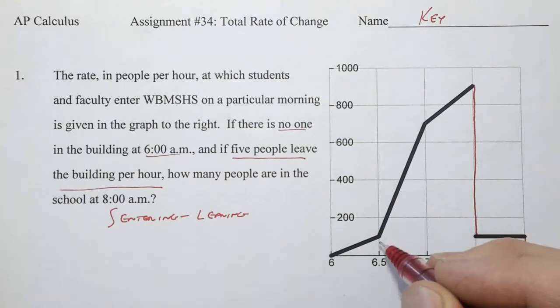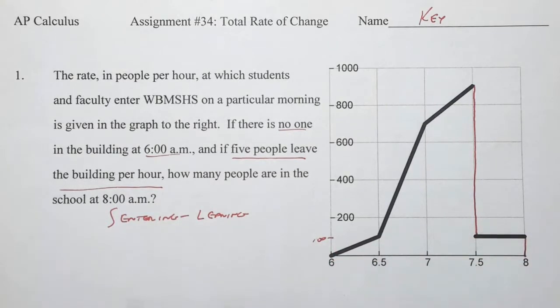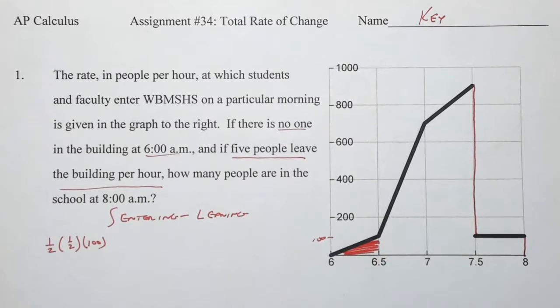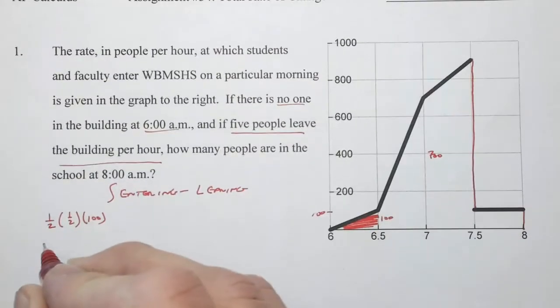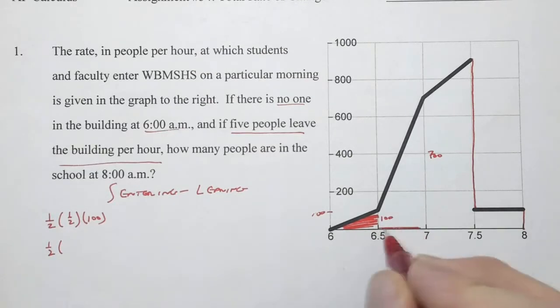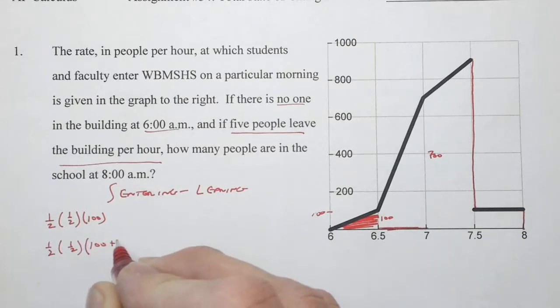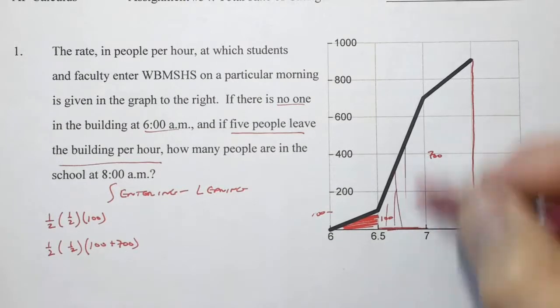Okay, so if we break this down, we have a triangle which goes up to 100, so we have 1/2 the base, which is a half, and the height is 100. And that takes care of that region right there. Then we have a trapezoid. One base is 100, the other base is 700. So we add 1/2, the height is the vertical distance between the two bases, so that would also be a half, and the sum of the bases, 100 and 700. That takes care of that region.